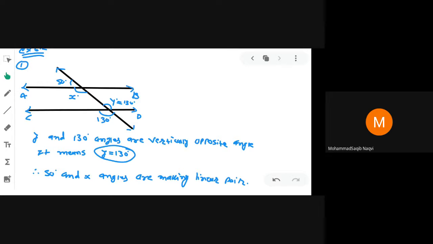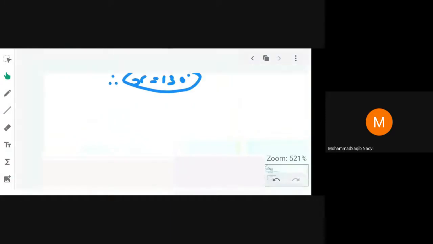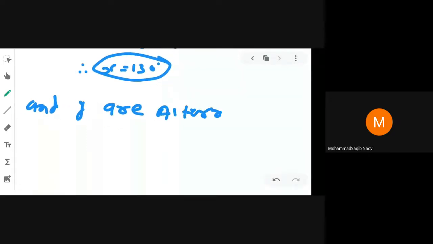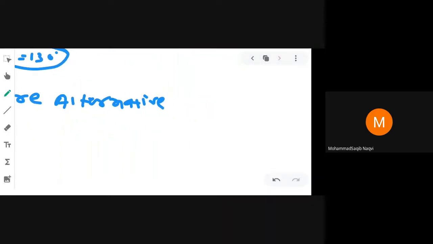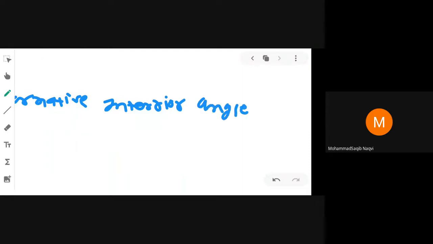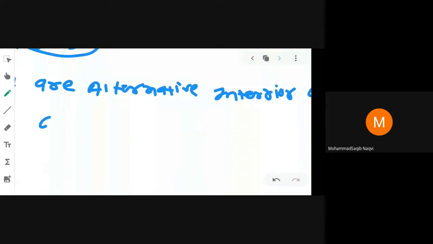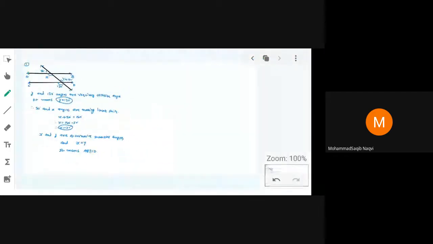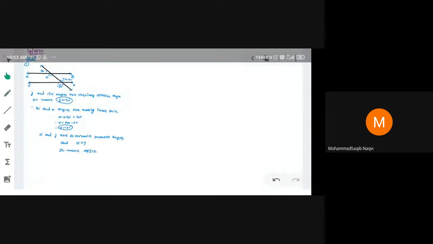See here. So what we have to write here: x and y are alternate interior angles and x is equal to y. It means AB is parallel to CD. Okay, write down question number 1. Write down fast.